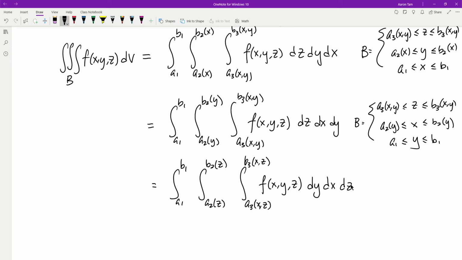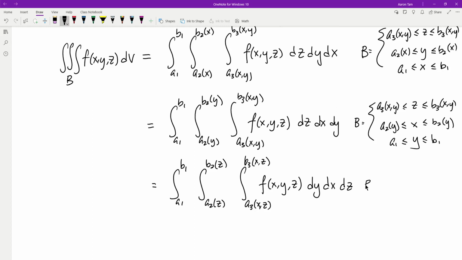Okay? Because the inside most limit have x and y, x and z, so therefore have to be y equal to b3 and y equal to a sub 3. The middle one can be, because we already use y, that leaves x and z, but since the equation involves z, that must be x equal to b sub 2 of z and x equal to a sub 2 of z. And therefore leave the last variable z on the outside most.